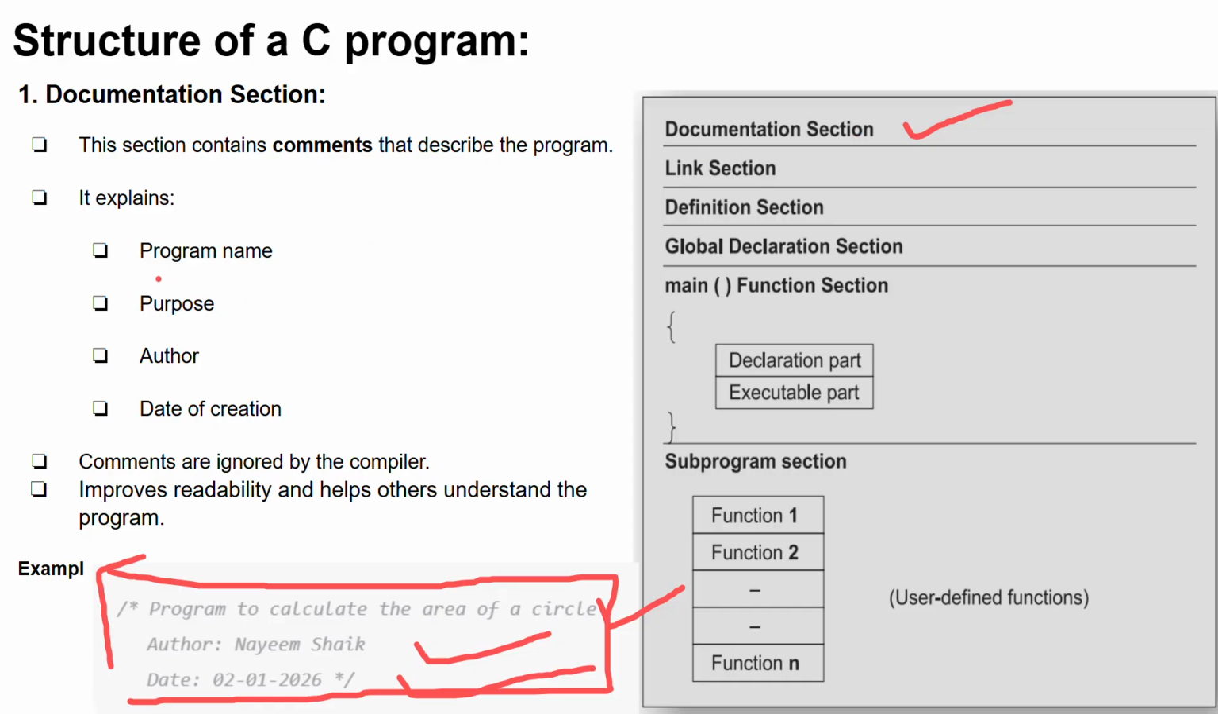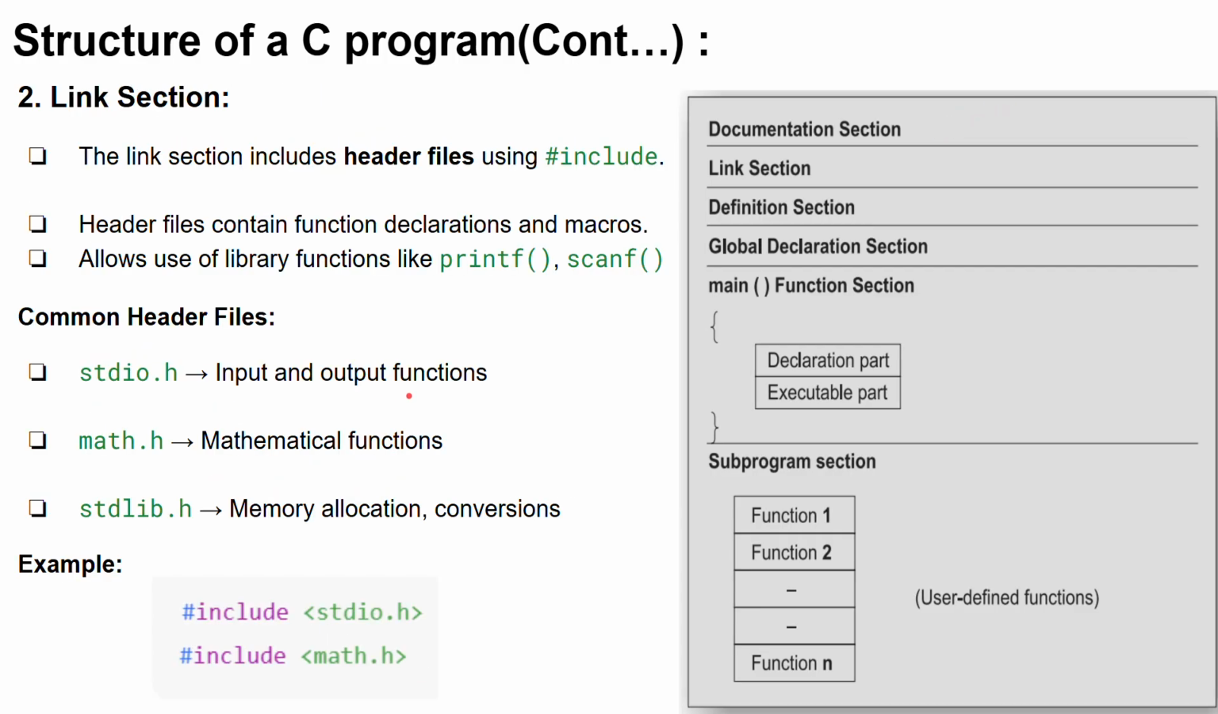So that means it can give comments, and it will not be executed or compiled by the compiler. Whatever we write as a comment in the documentation section will be ignored by the compiler. This information is given to help understand our program. That's it. Next we have the link section.